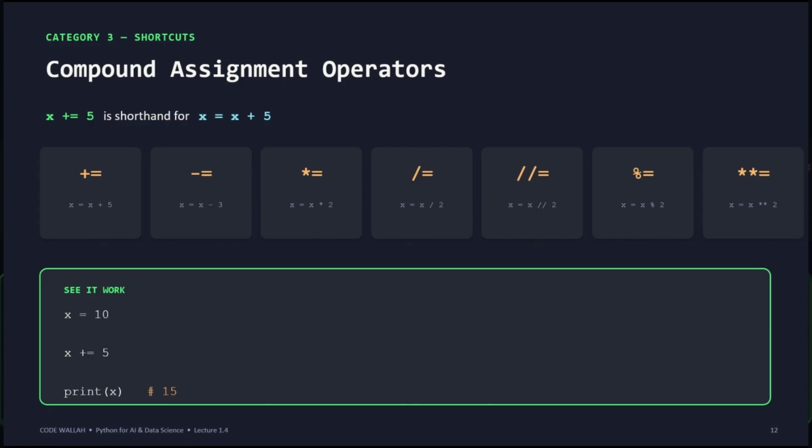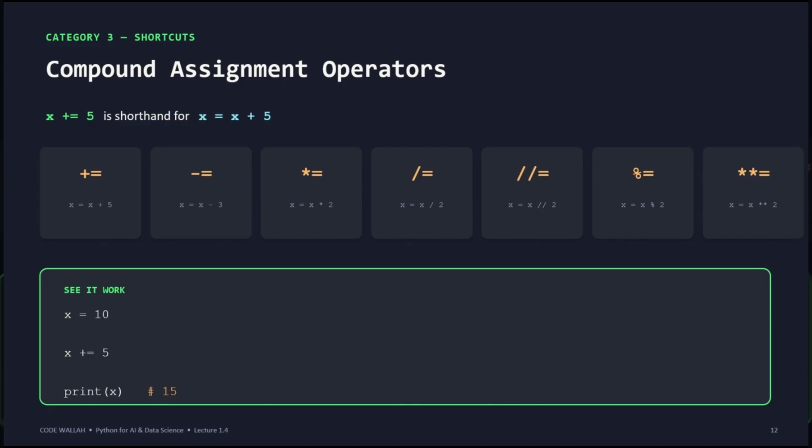Similarly, x -= 3 means x = x - 3, and x *= 2 means x = x * 2. We also have x /= 2, x //= 2, x %= 2, and x **= 2. These are useful when you repeatedly update the value of a variable.